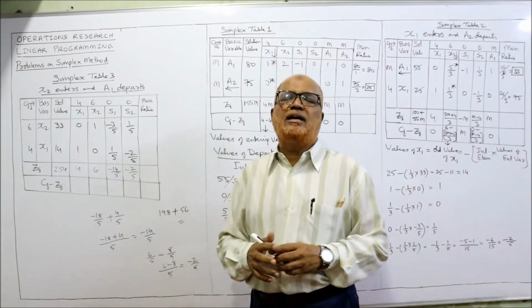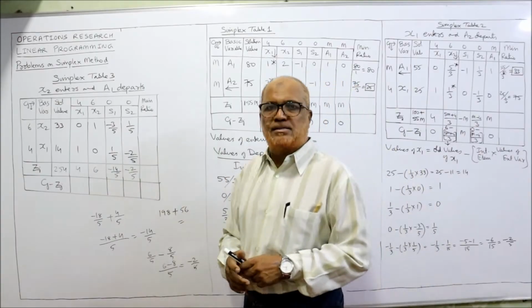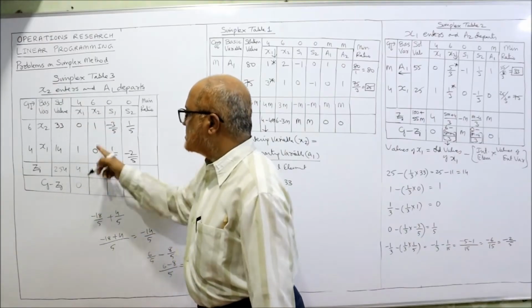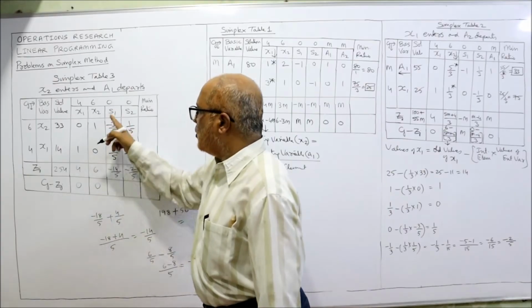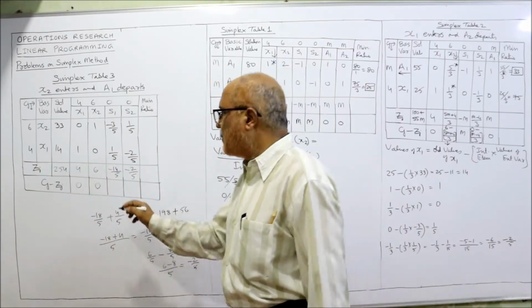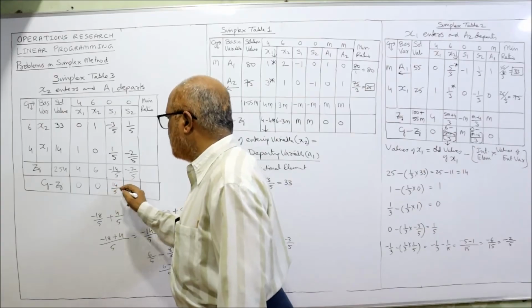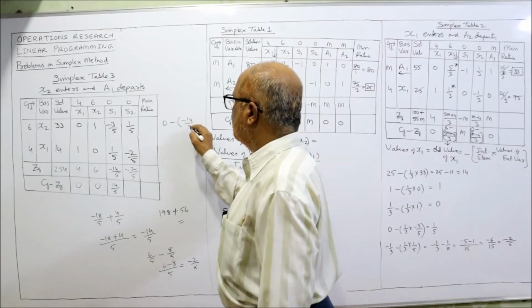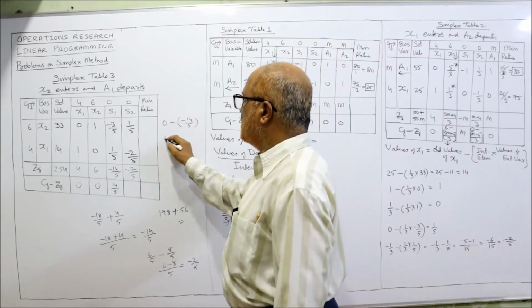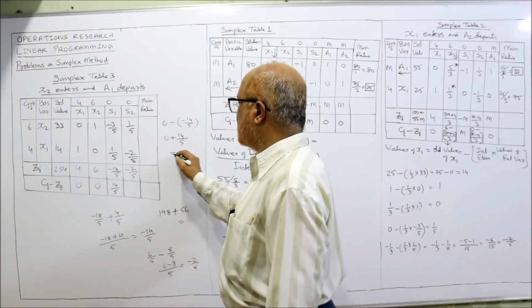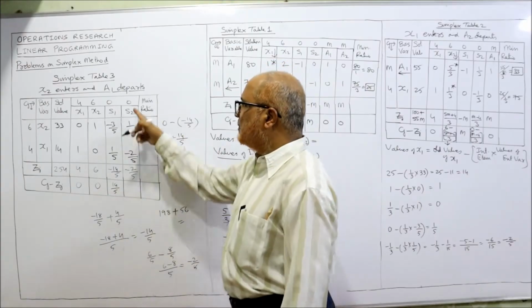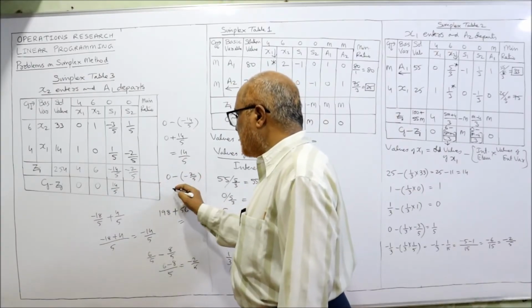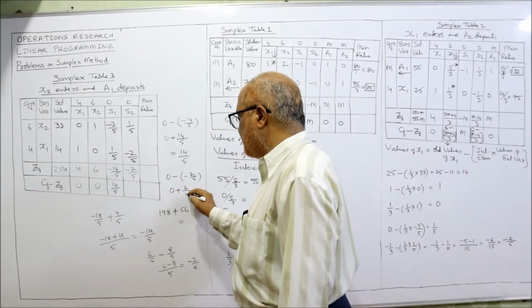Now finally we need the index row elements. Cj minus Zj. So here 4 minus 4, 0. Then 6 minus 6, 0. 0 minus minus 14 will become plus 14. Plus 14 by 5. Again I repeat. 0 minus minus 14 by 5. So minus into minus will become plus. So 0 plus 14 by 5 is nothing but 14 by 5. Similarly, 0 minus, here minus 2 by 5. So minus into minus will become plus. 0 plus 2 by 5 is 2 by 5.